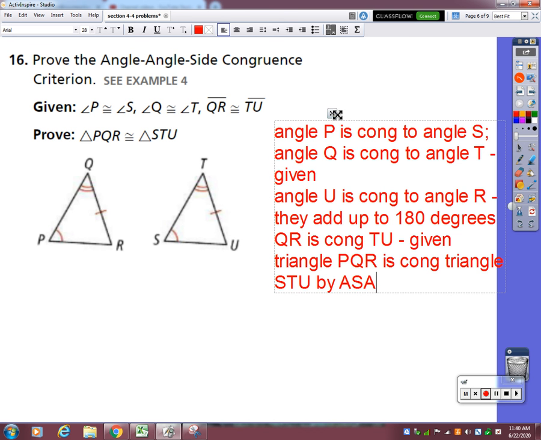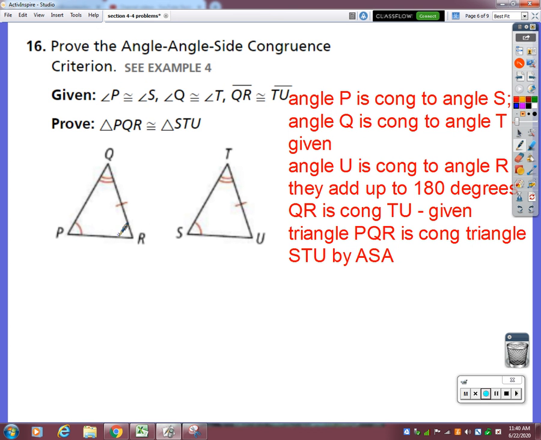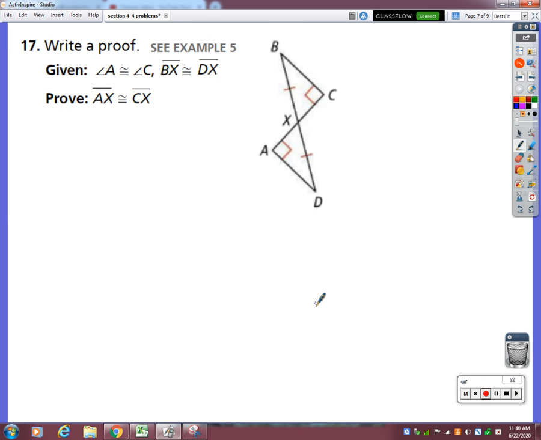So, like I said when we were going through the notes, the reason why angle angle side works is because if you have two angles, then really you get the third angle for free. And then once you get that third angle, you can go angle side angle.